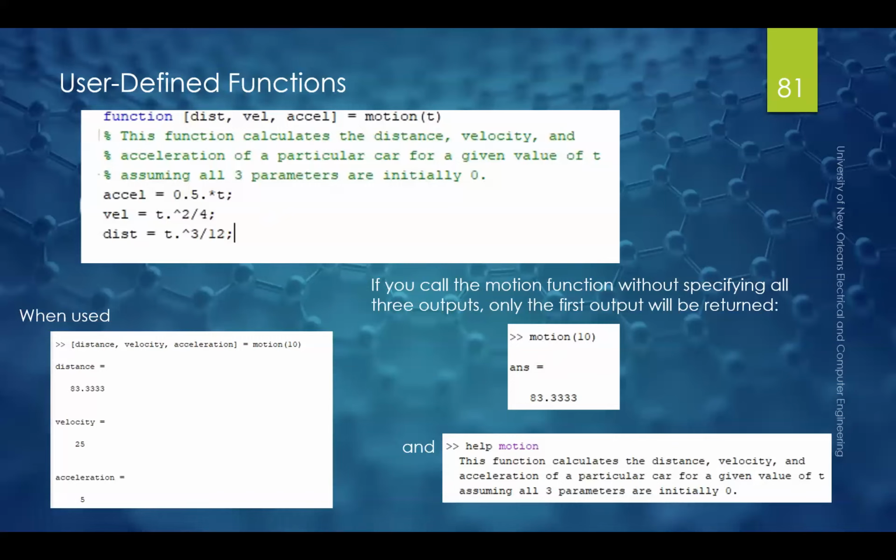Also notice that if we type help motion on the command line, it'll give us a description of what the motion function does based on these comments here. Remember, you're only going to see that information for the first set of comments that you have. Any other comments after that are fine to have, but they're not going to show up under help. This is just for that H1 line that we were describing previously.